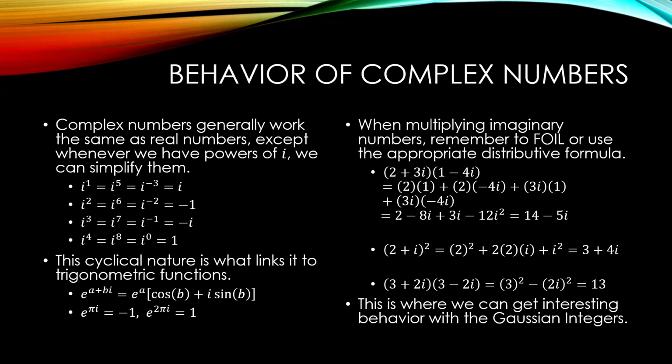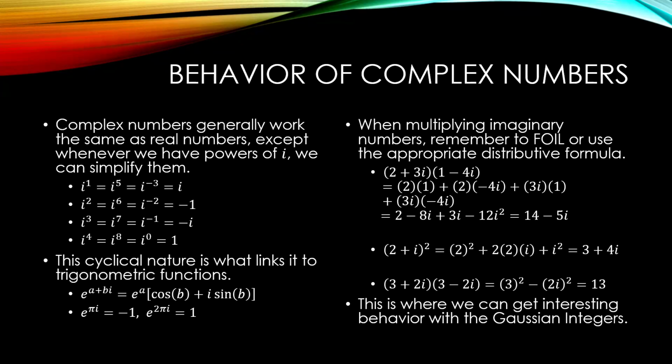Now, the behavior of complex numbers is very similar to the behavior of real numbers, with one big exception, and that is whenever we have a power of i, we can simplify it. And so if we have i to the first or i to the fifth or i to the -3rd, that's just i. If we have i squared or i to the sixth or i to the -2nd, that's just -1. i cubed, i to the seventh, i to the -1, we get -i. And i to the fourth, i to the eighth, i to the 0 is just 1. Every 4 powers of i, we return back to 1.